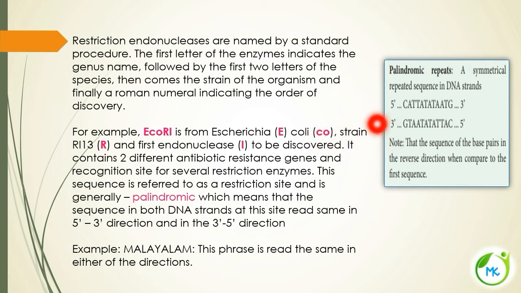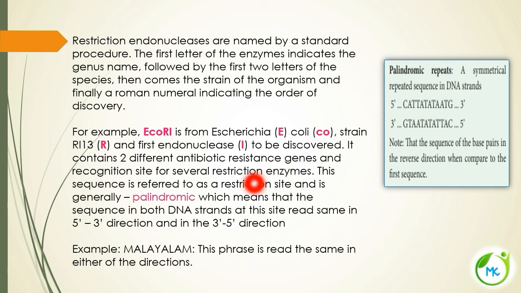And there are different strains under the species itself. Out of those different strains, they have taken the R strain, so it is given as R. And it is the first endonuclease to be discovered from that bacteria, so it is given as I. So this is the order of discovery.